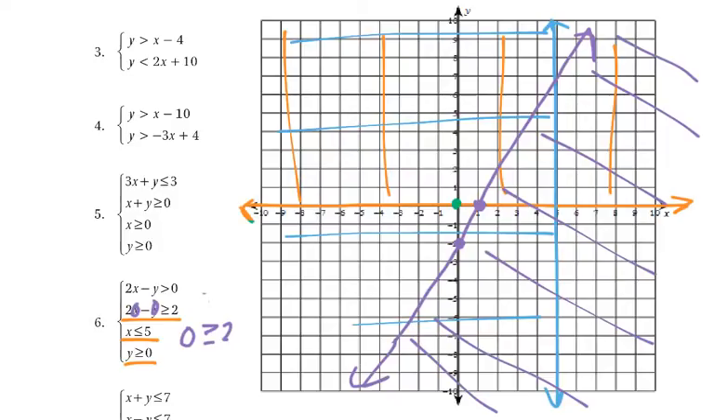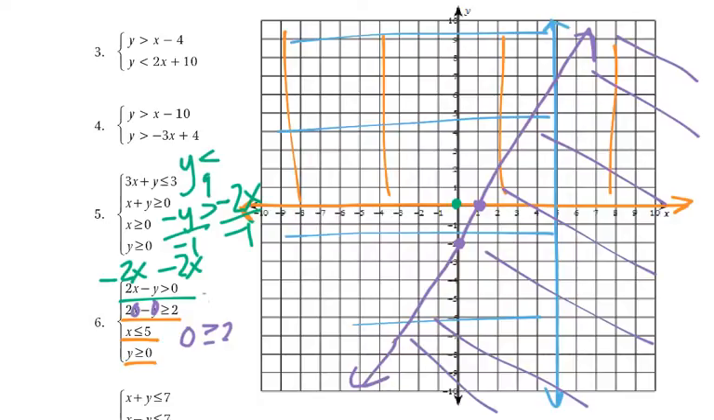That's why it's a good idea to know how to change these to slope-intercept form. So I'd subtract 2x from both sides, giving me negative y is greater than negative 2x, divide by negative 1, and I get y is less than, because we have to flip the inequality, positive 2x. So my slope is 2 over 1. So up 2, to the right 1.